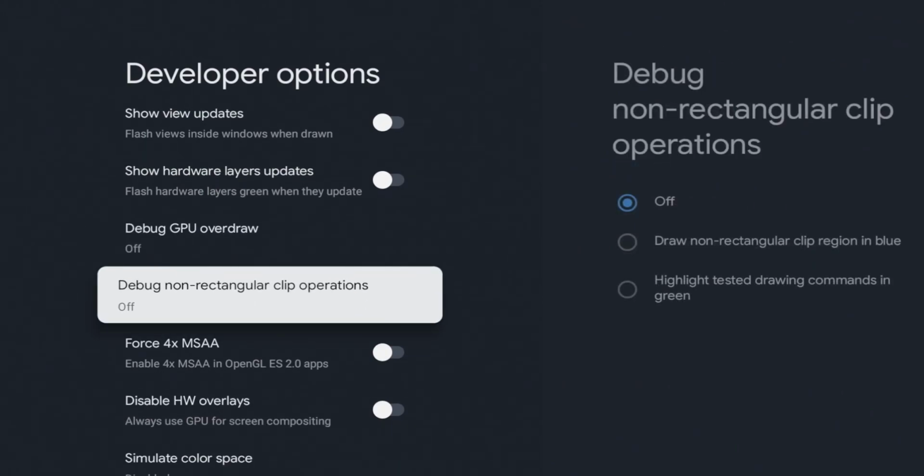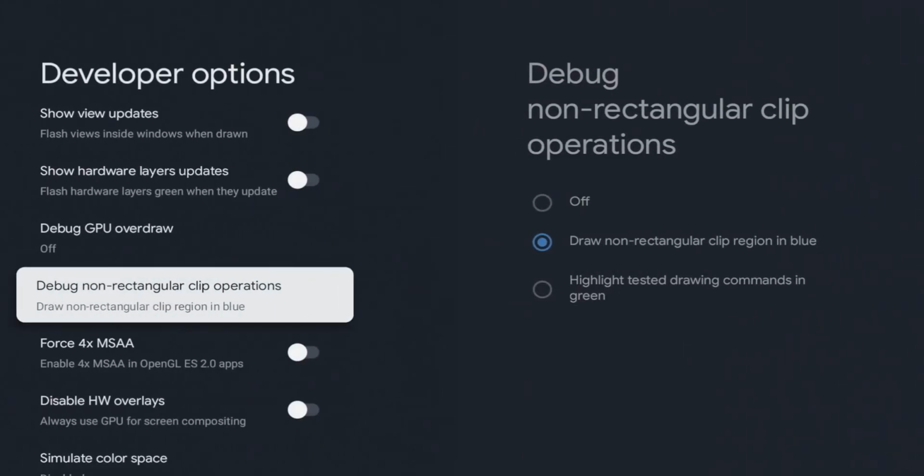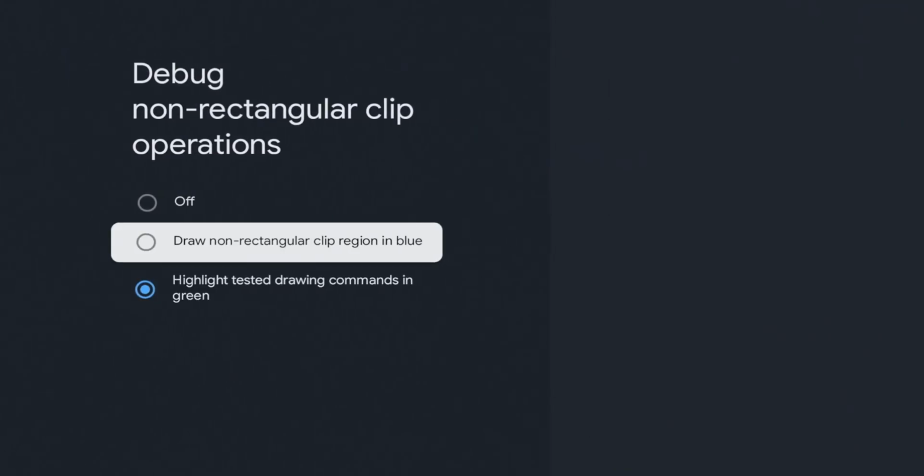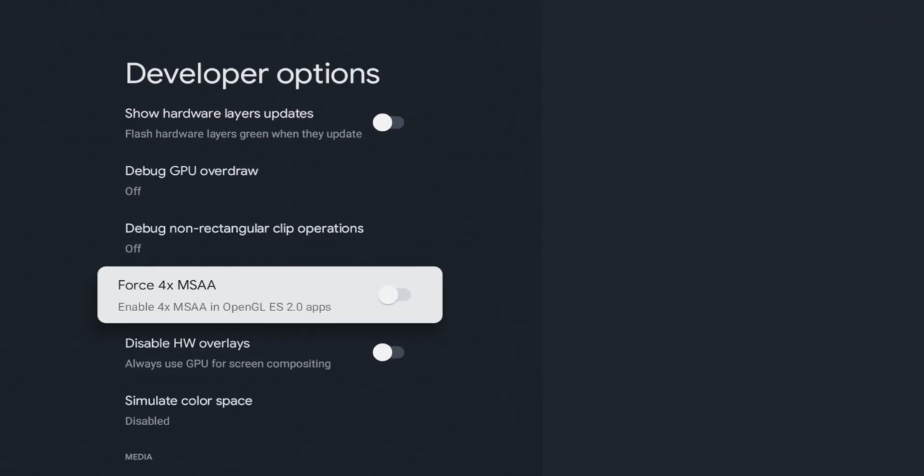Debug non-rectangular clip operations. This turns off the clipping areas on the canvas to create unusual non-rectangular canvas areas. Turn that on. That looks like it did nothing. So did that. And we're going to move on to the next one. Force 4x MSAA. This forces multi-sample anti-aliasing in all apps using OpenGL ES 2.0. That just doesn't seem like something I'd be interested in.